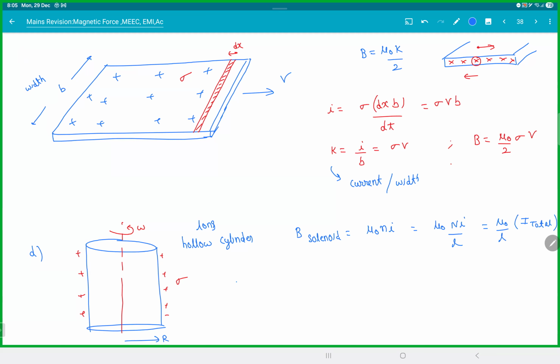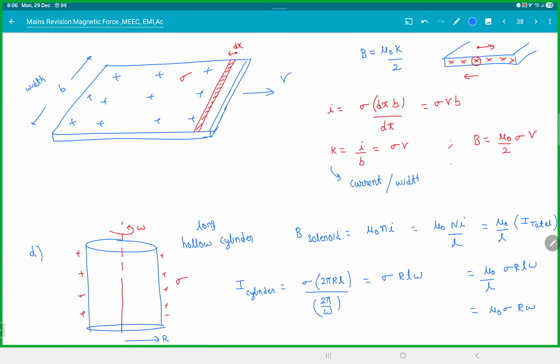Now from here, what is I total? The current in the cylinder will be the total charge, sigma 2 pi R L, by the time, 2 pi by omega. This will be sigma R L omega. That's your total current. So the magnetic field will be mu naught by L times sigma R L omega. L and L will cancel. Mu naught sigma R omega.